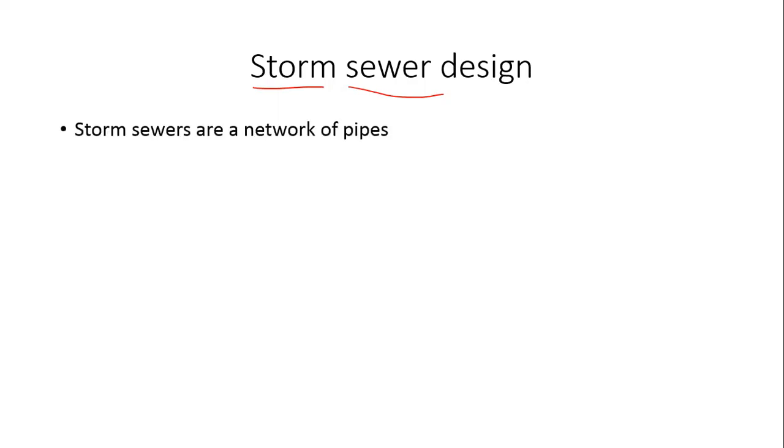So basically, a storm sewer is a network of pipes, right? So in any urban area, along the roads, if you have a road in an urban area, have you taken transportation engineering? You're having it right now, correct? Next semester, sir. Oh, next semester. You've not had it, okay.